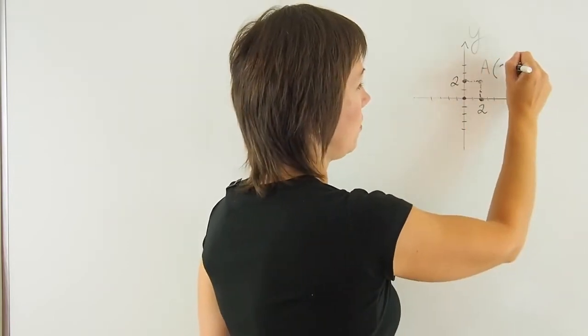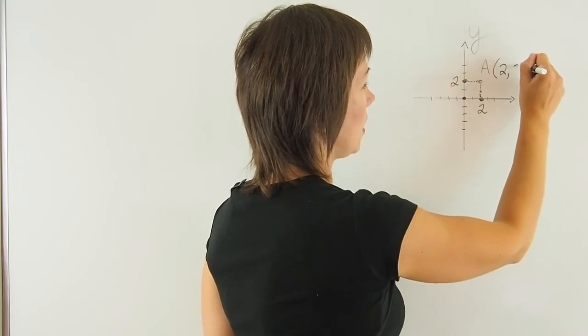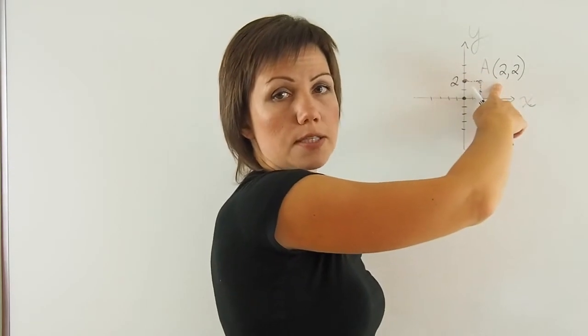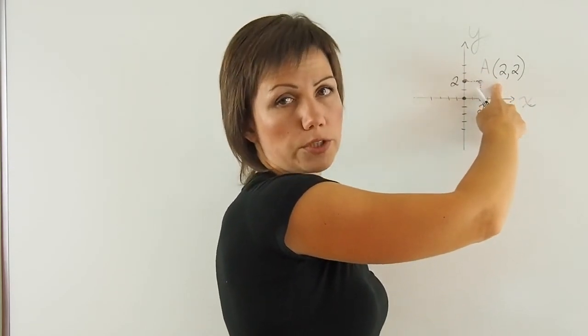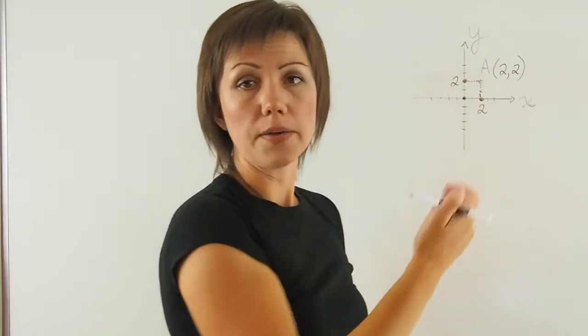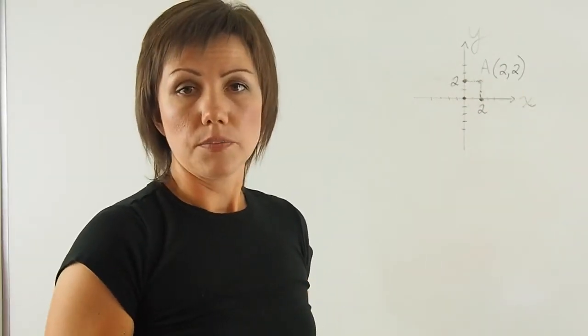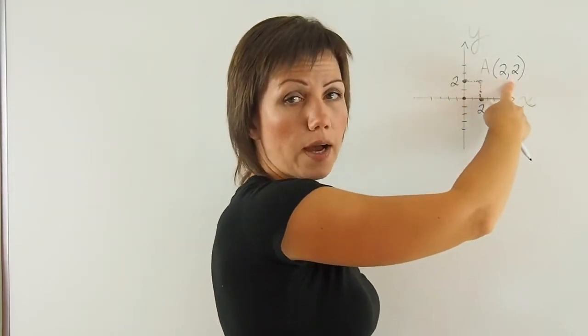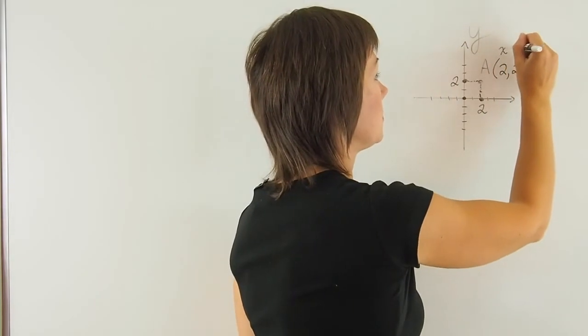The x coordinate always comes first, the y coordinate always comes second, and we call the coordinates of a point the ordered pair. It's a pair of them. It's always x and y on a plane, but it's also ordered. So x comes first, y comes second.